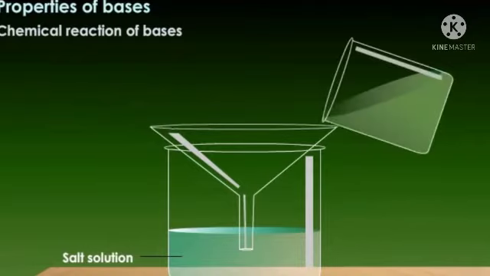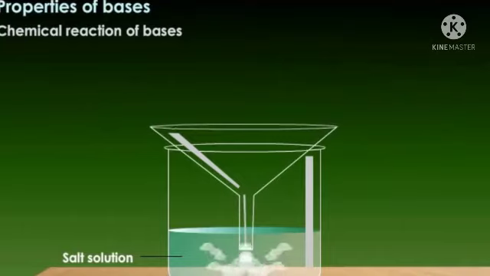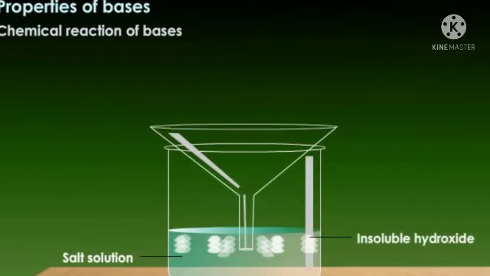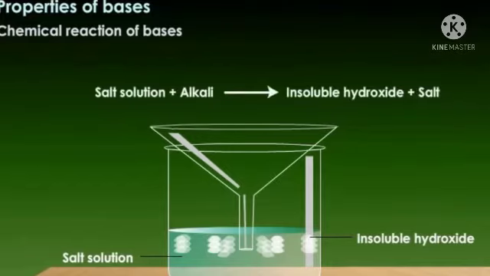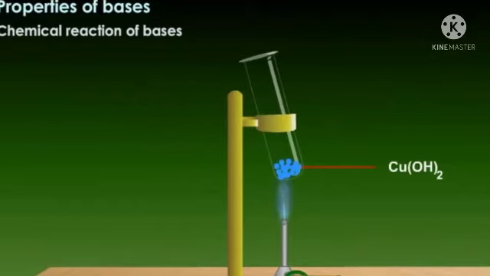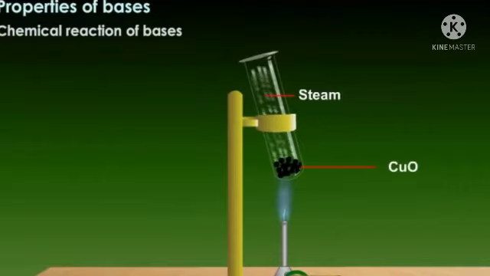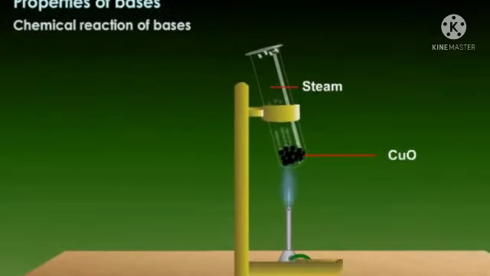Alkalis precipitate insoluble hydroxides. All hydroxides with the exception of potassium hydroxide and sodium hydroxide are insoluble in water. Hence, they can be precipitated out from their salt solutions. Salt solution plus alkali gives insoluble hydroxide plus salt. Insoluble hydroxides decompose on heating. Hydroxides of metals between calcium and copper decompose on heating to yield the corresponding metal oxide and steam.